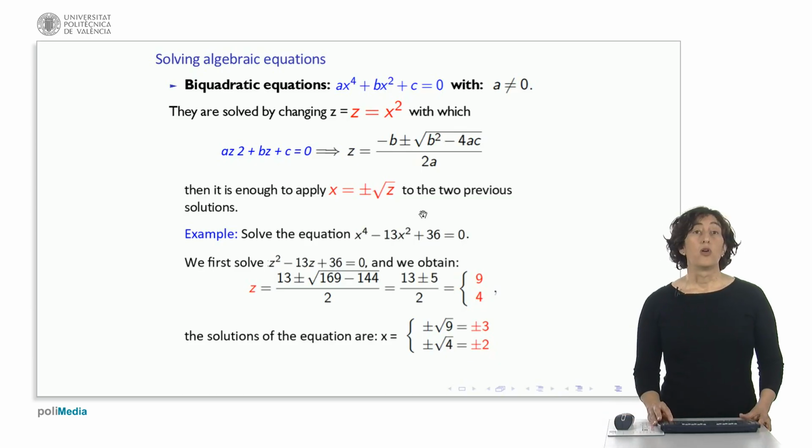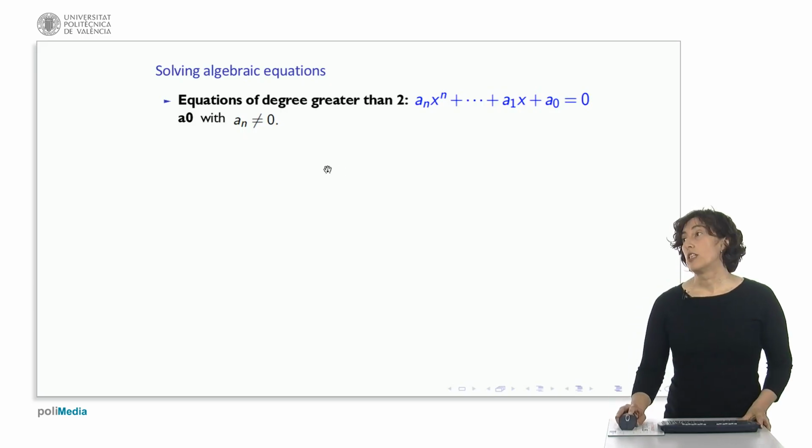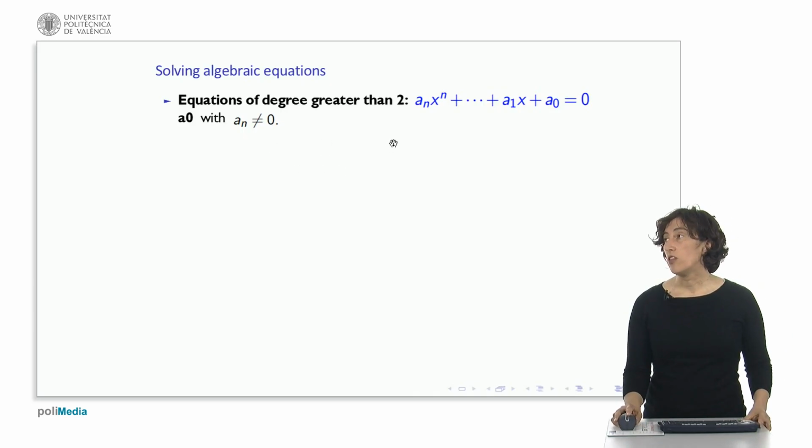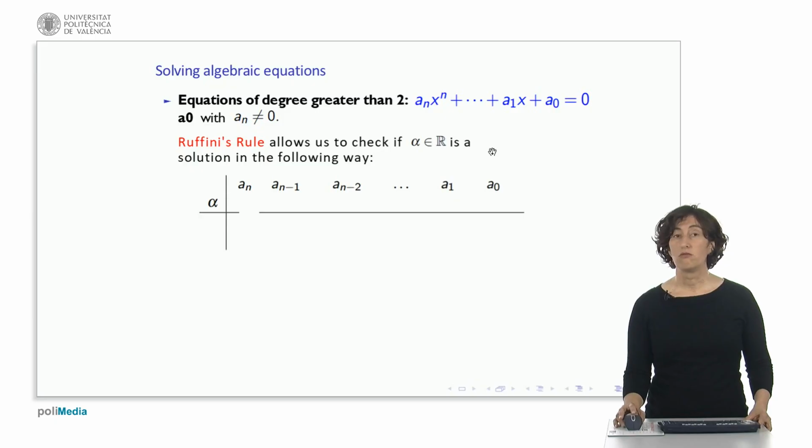Well, when the equations are not biquadratic and we have higher degrees, then what can we do? To solve this type of equations in general, if they are not biquadratic, then we would have to apply what we know as the Ruffini rule. The Ruffini rule allows us to check if a real number alpha is a solution or not of the equation, in the following way. I put the coefficients a sub n, a sub n minus 1, a sub n minus 2, down to a sub 1, a sub 0 in a row, and I'm going to test if alpha is a root. So the first one, a sub n, goes down directly to this side here.